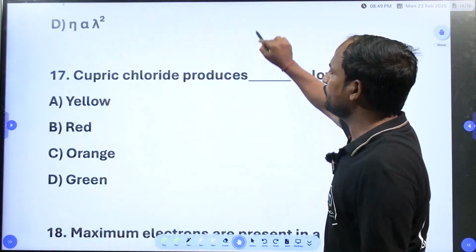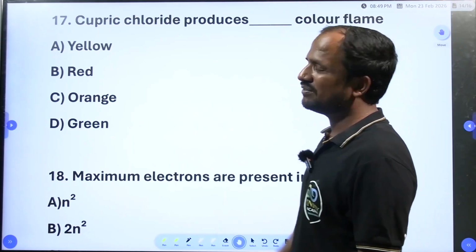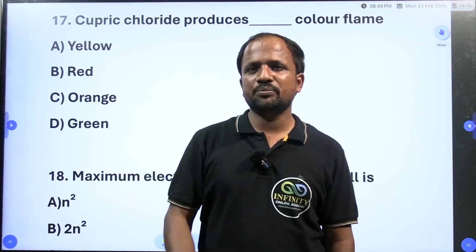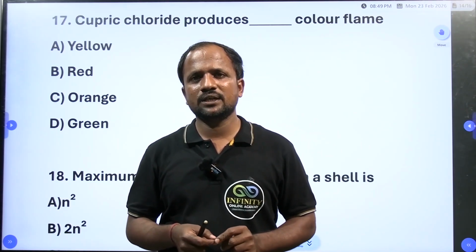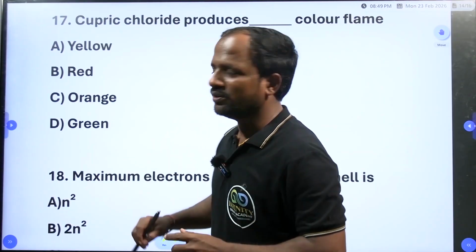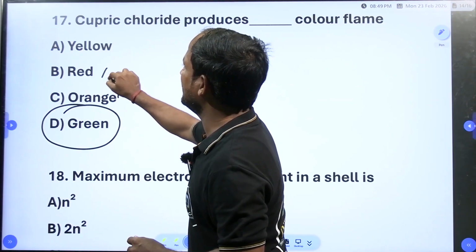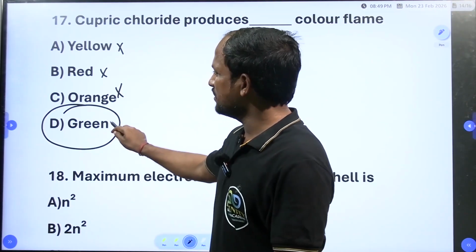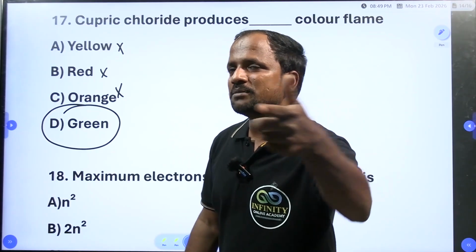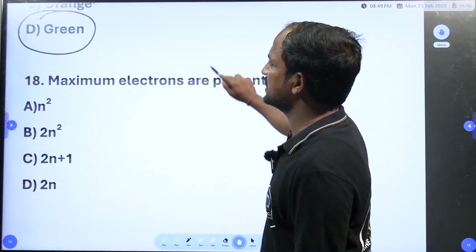Next, cupric chloride produces which color flame? When you take a pinch of cupric chloride, attach it to the platinum loop, and burn it with the help of the non-luminous flame, it produces a green color flame. Yellow, red, orange are wrong. So green color light it will be. One more also, strontium chloride produces crimson red color light.